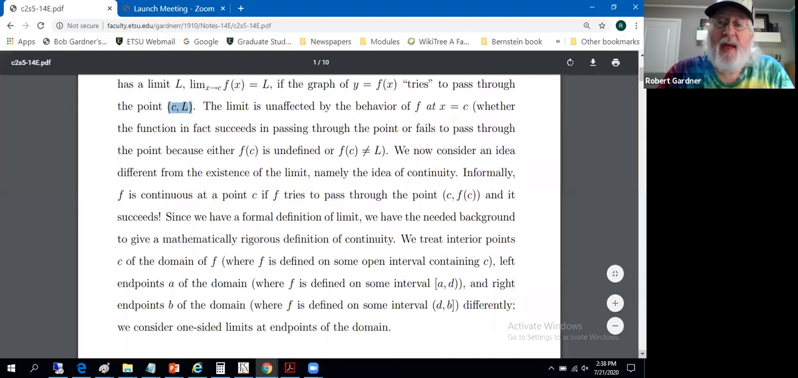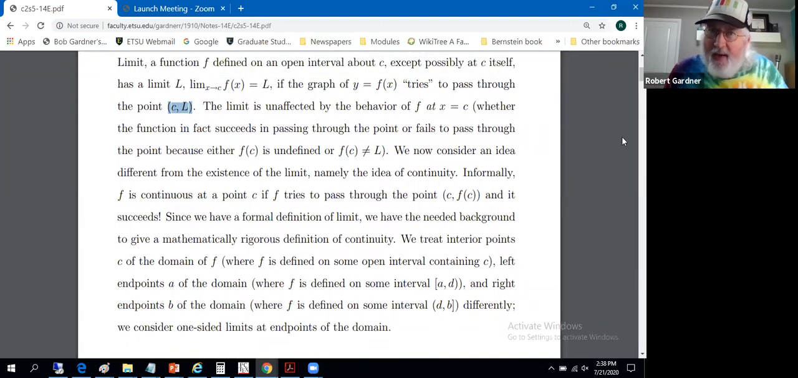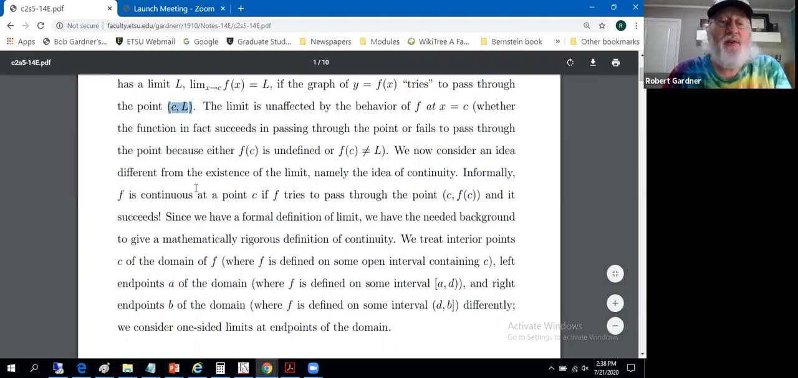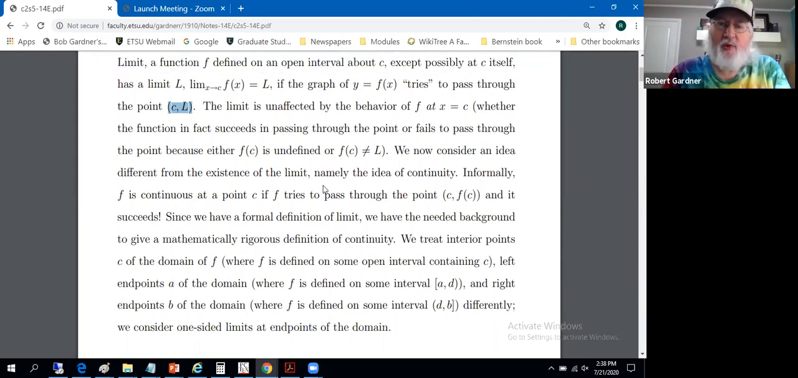I warned you in the past, there'll be something in the future coming where whether it succeeds or fails in passing through a point matters, and it's the topic of continuity. So we consider an idea different from the existence of the limit, but related to it. Existence of the limit will be part of the idea of continuity. Informally or anthropomorphically, f is continuous at point c if f tries to pass through the point c comma f of c, and it succeeds.